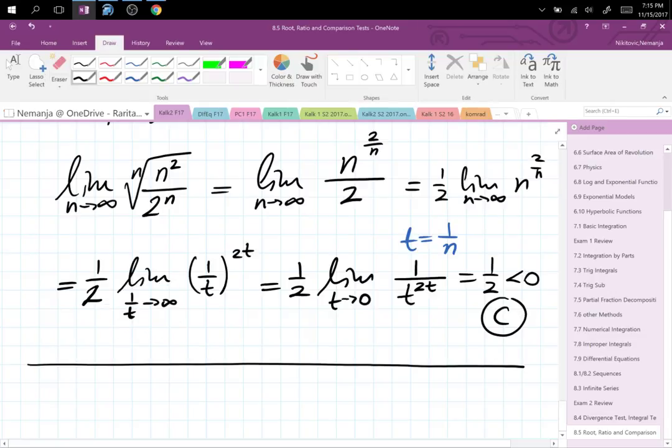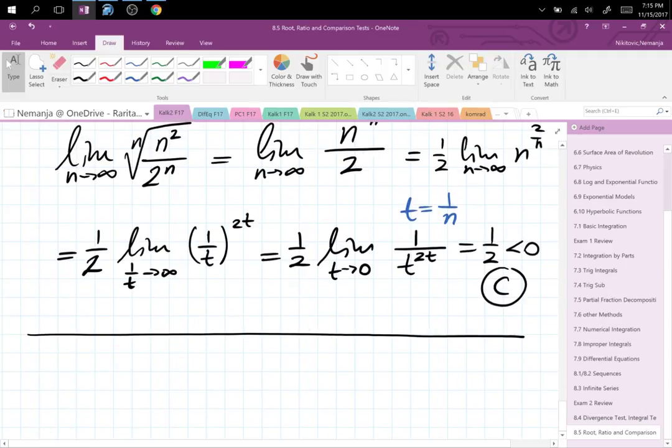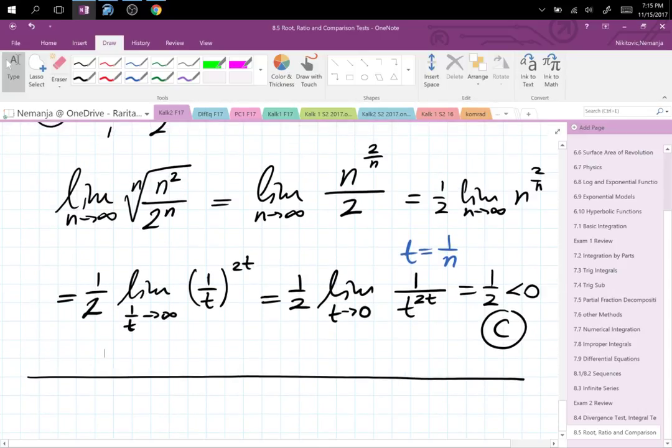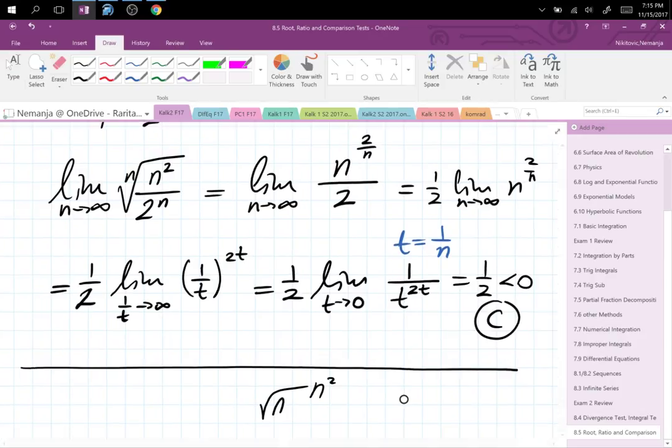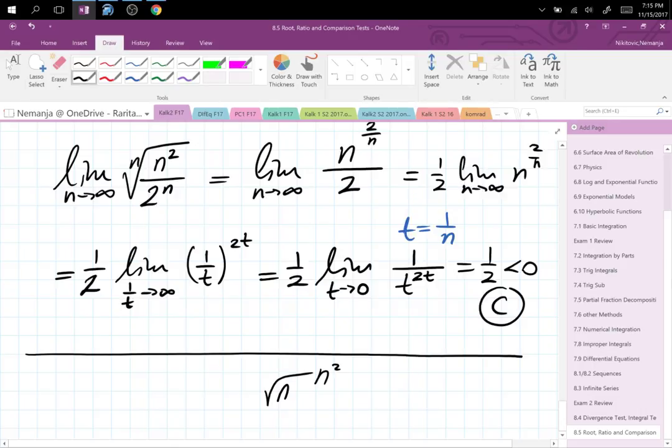Could you just express this as the n-th root of n squared? What do you mean n squared? The n to the 2 divided by n. Mm-hmm. And you just do the n-th root of n squared. Like n to the 1/2 is the square root of n, right? Yes. So you do the same thing with that. But I don't have a half. It's a 2 over n.